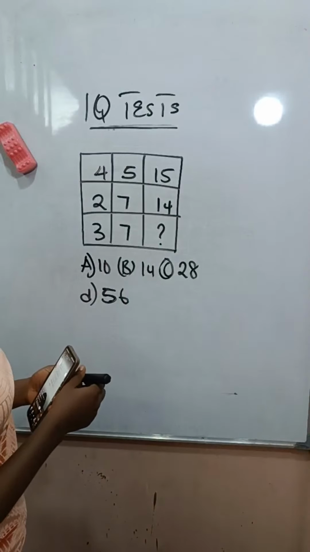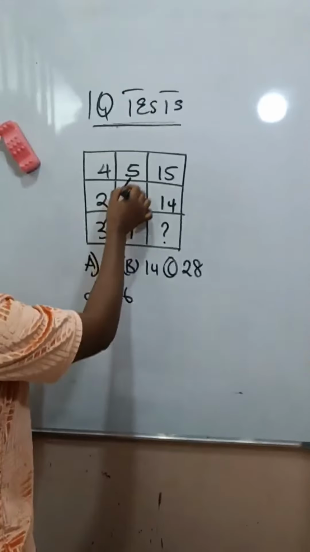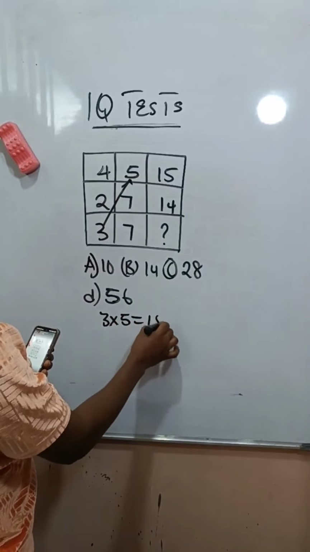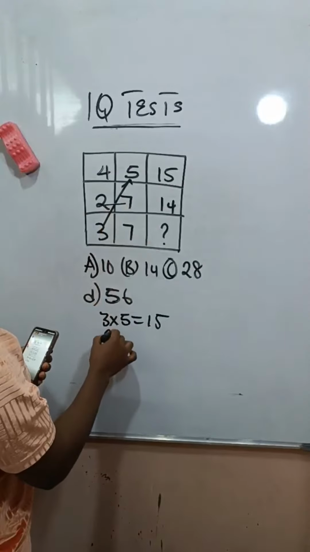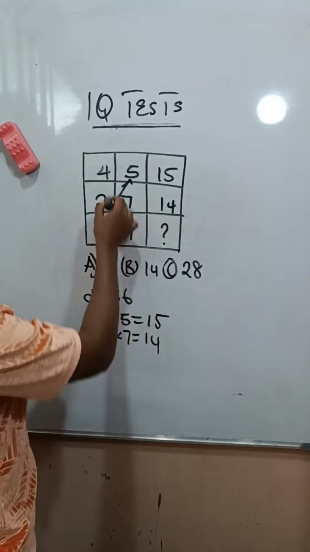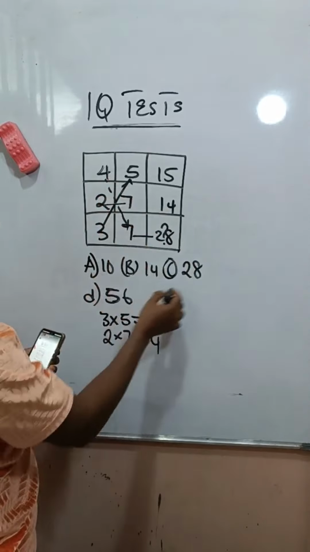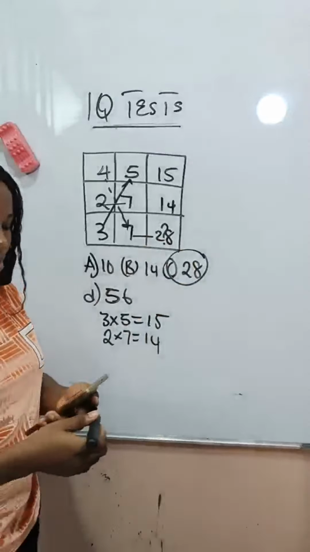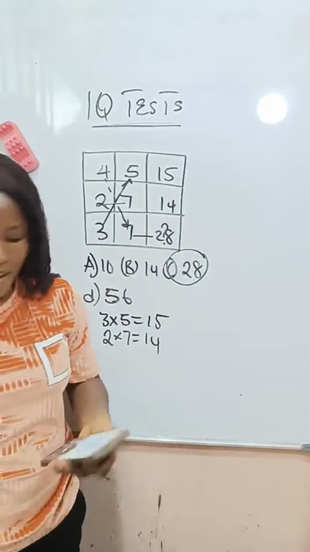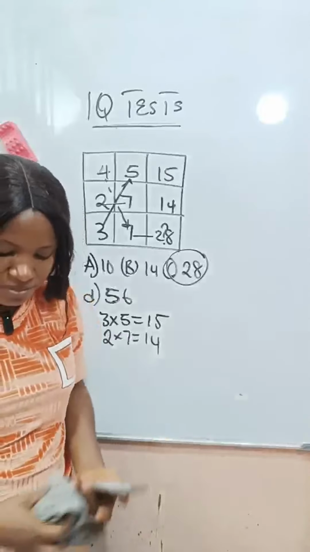All right, now it's actually easy. 3 times 5 will give us 15. 2 times 7 will give us 14. So it's remaining 4 times 7 to give us 28. So C is the right option, just like some of you suggested. Okay, so the right option is option C.